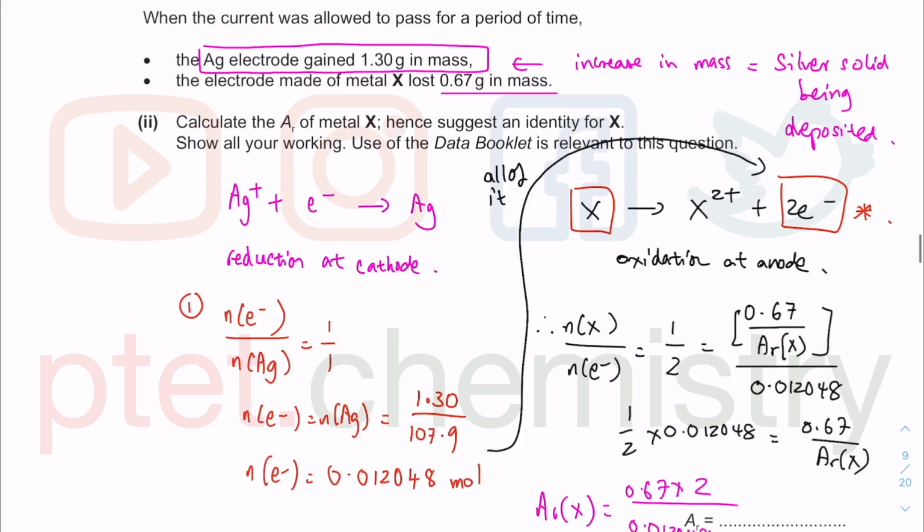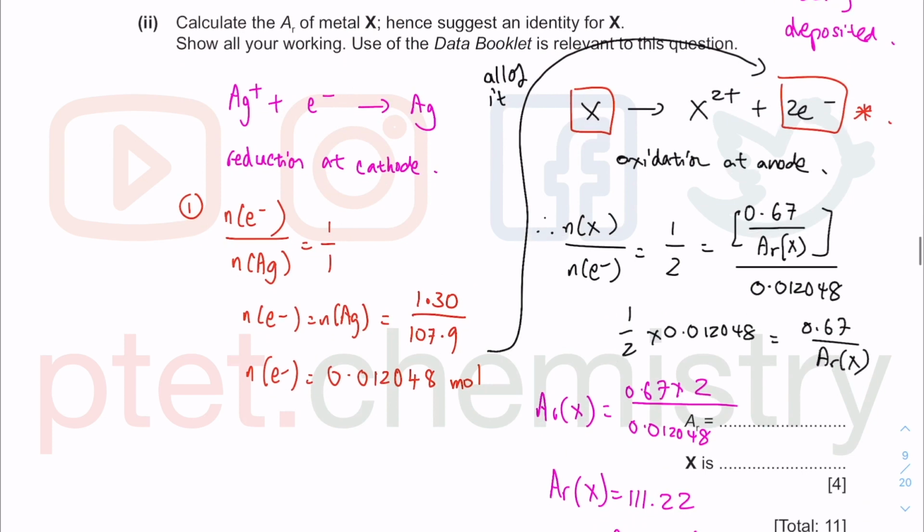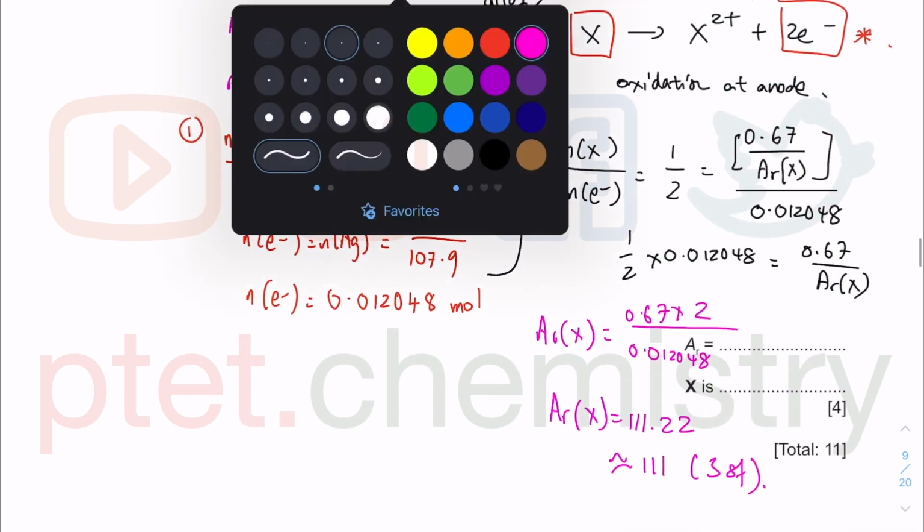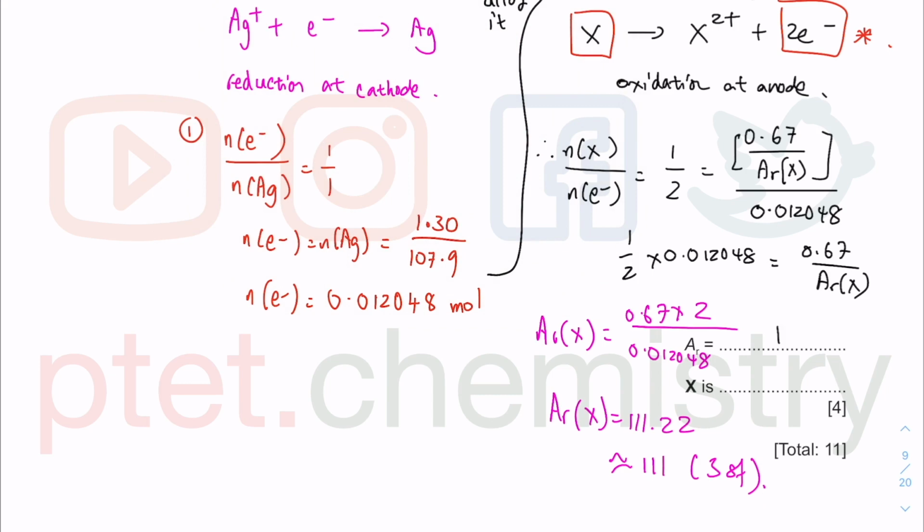What is that metal there? 111. Something with a 2+ charge. Something with a 2+ charge and 111. That is looking like cadmium. Cadmium is just next to silver actually. So I get 111, that looks like cadmium in the periodic table, just next to silver there. Okay, and that's the end of that 11 marks electrochemistry question.